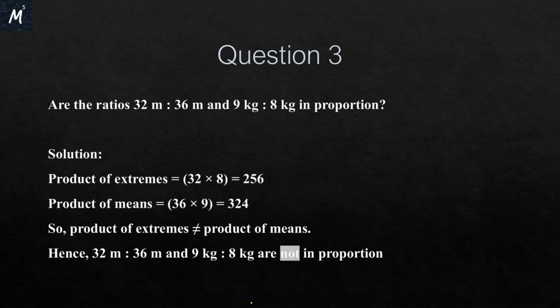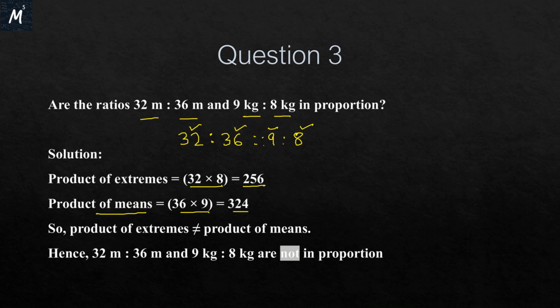Let's do another question. Are the ratios 32 meter is to 36 meter and 9 kg is to 8 kg in proportion? I would like to solve this question using the alternative method which I told you just before. So 32 is to 36 as 9 is to 8. The product of extremes is 32 into 8; these are the extremes, 32 and 8. The product of means is 36 into 9. So this product is 324 and the product of extremes is 256. Both these products are not equal, hence they are not in proportion.